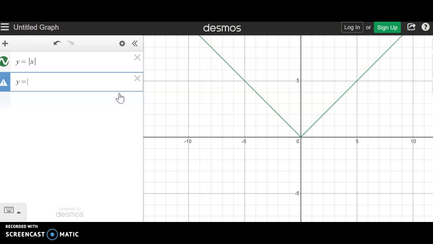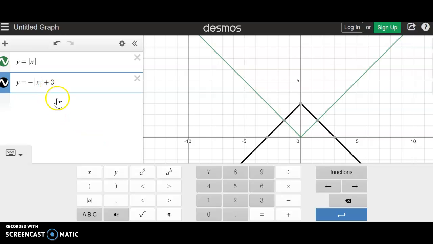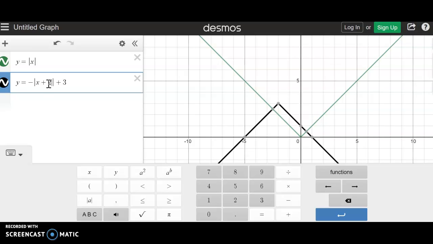Y equals negative absolute value of x plus 3, which is going to move up. And if I want to move it to the left, I'm going to do a plus 2, and it moved it to the left. So I can reflect it over the x-axis. You're going to have to be able to do movements and figure out what the graph is going to look like from the equation.